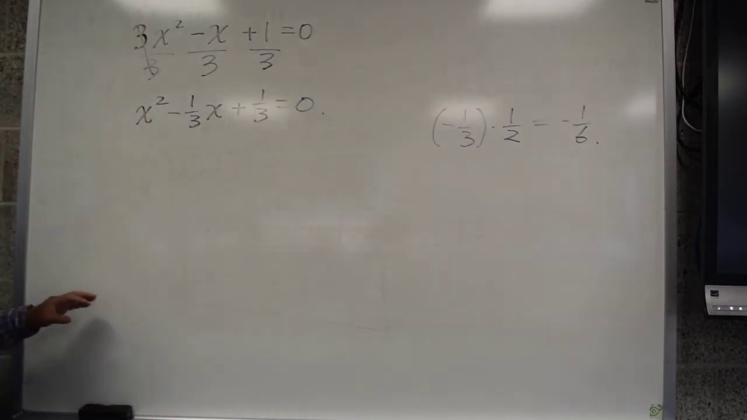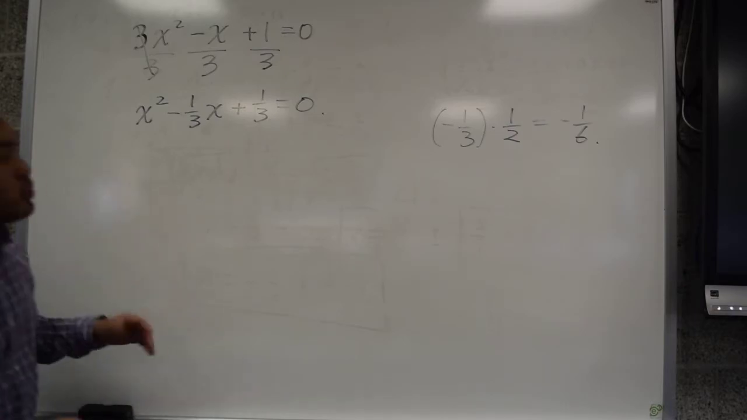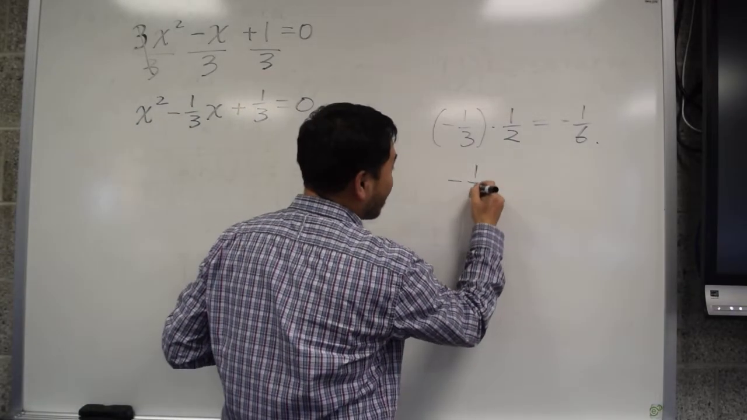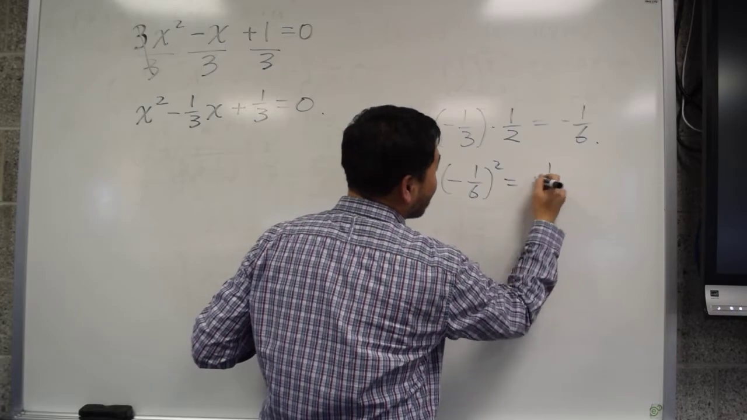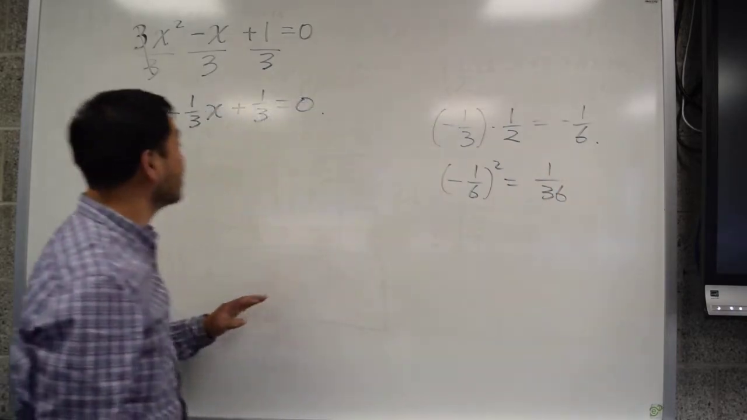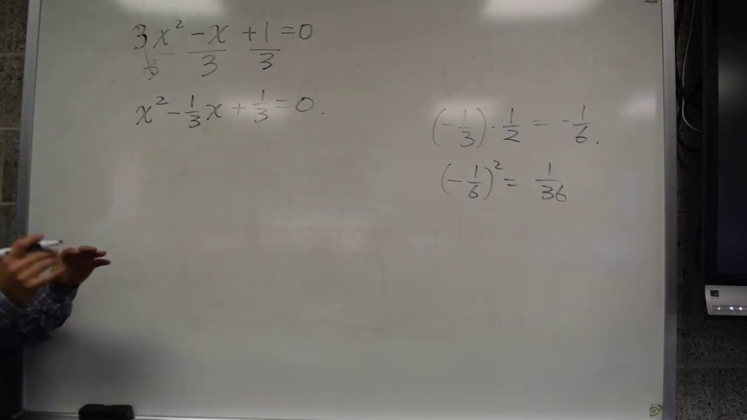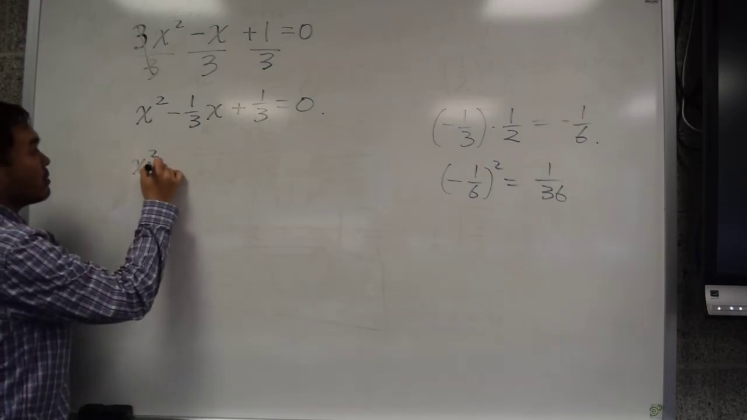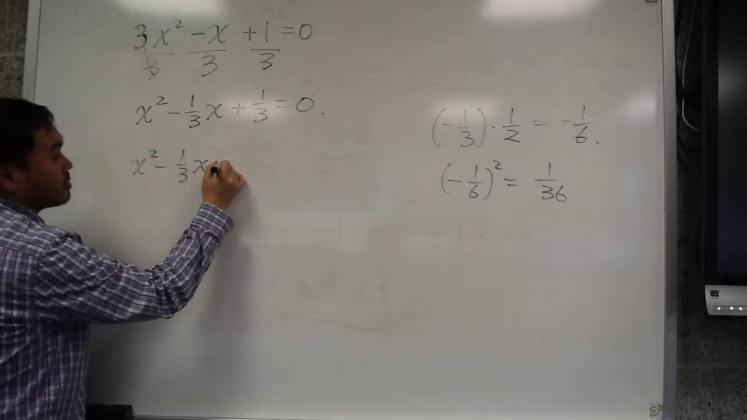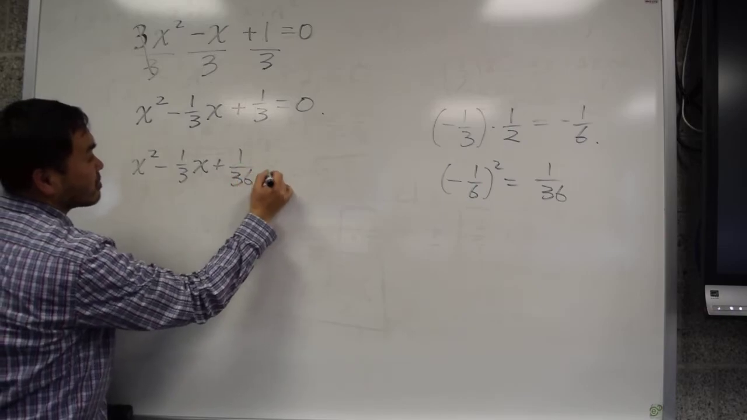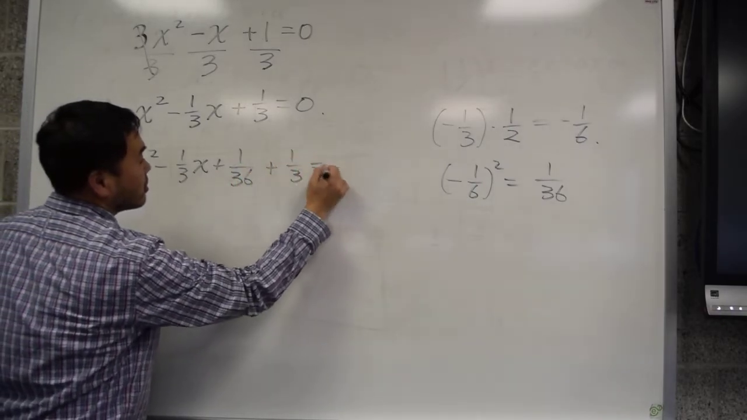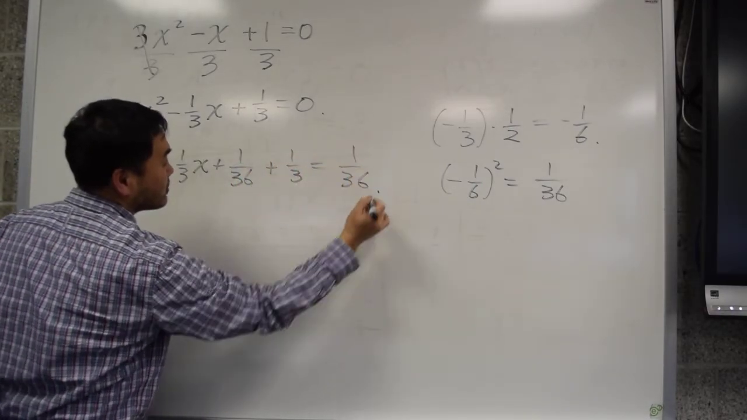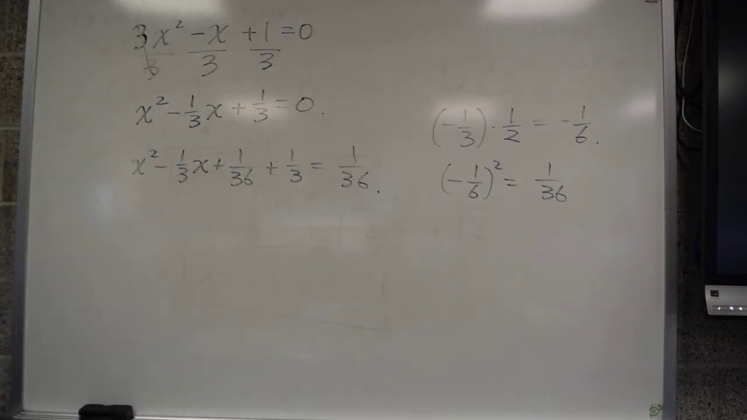And then that negative 1 over 6 is squared. You have to take the square of that number, which is positive 1 over 36. And that's the one that you have to add to both sides. So you have x squared minus 1/3 x plus 1 over 36 plus 1/3 equals to 1 over 36. Okay, you add that to both sides.